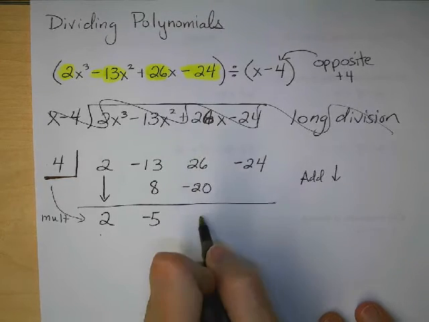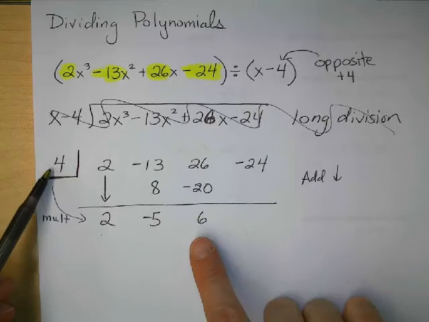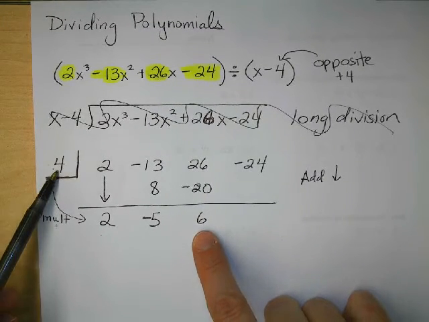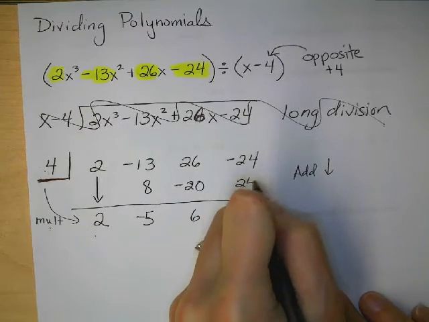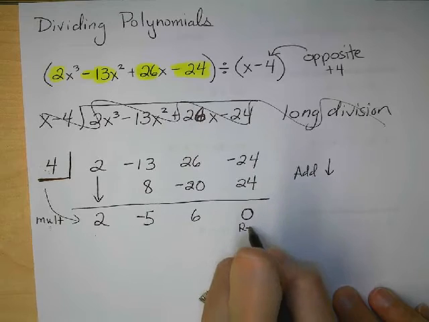Add this up. Good job. You get 6. Then you multiply again. 4 times 6 is 24. Add this up. You get 0. And this last number, yeah, this is the remainder.